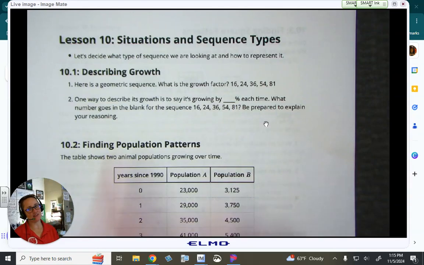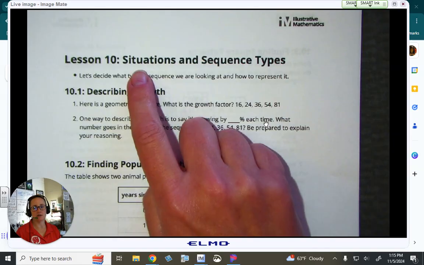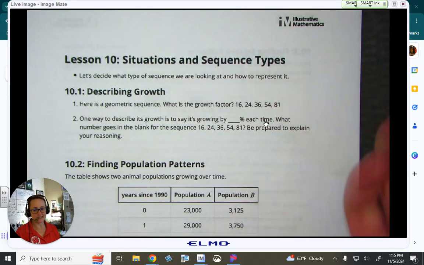All right, Unit 1, Lesson 10. This is the last one we're going to cover for our Algebra 2 unit here. So for our final one, we're just talking about different situations and sequence types.